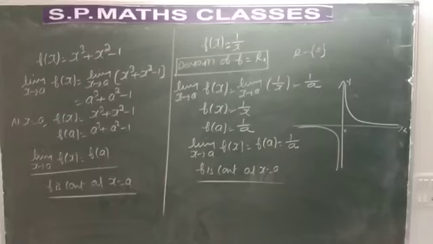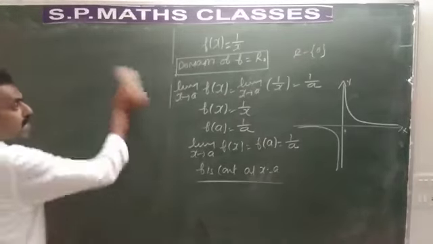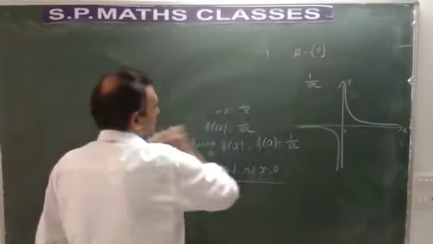In the first PUC functions chapter, we have solved this problem. f of x is equal to 1 by x is a rational function. Hence, it is said to be continuous in its domain. In its domain means it is R minus {0}, R naught.